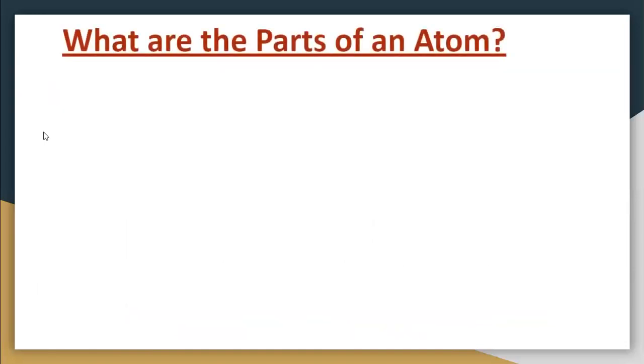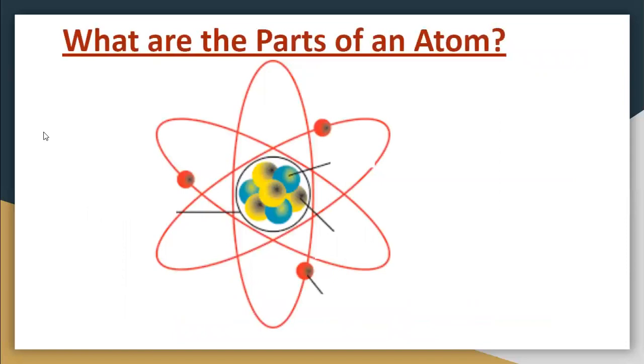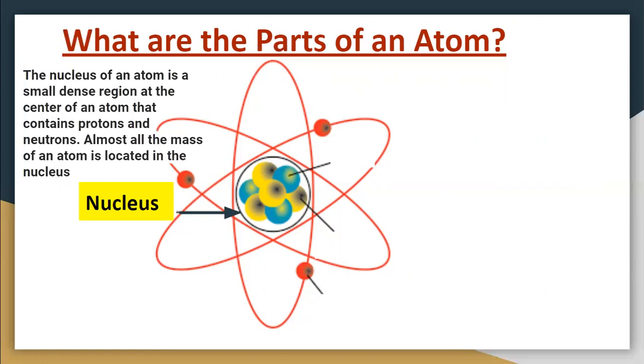So what are the parts of an atom? Here's an atom. So the nucleus, there's the nucleus. The nucleus of an atom is the small, dense region at the center of an atom that contains protons and neutrons. Almost all of the mass of an atom is located in the nucleus.